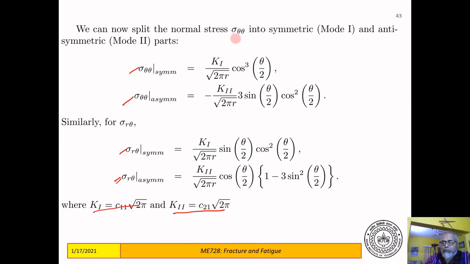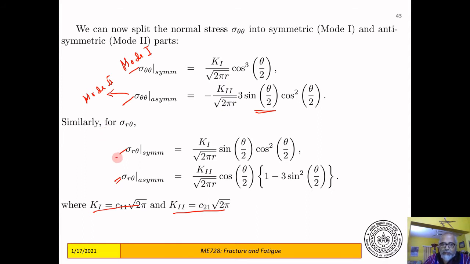Now, note something. Sigma theta theta antisymmetric corresponds to sigma theta theta for mode 2, and sigma theta theta symmetric corresponds to sigma theta theta for mode 1. So for mode 1, sigma theta theta is maximum at theta equal to 0, that is on the symmetry line. But for mode 2, sigma theta theta is 0 because of this term. It's 0 on the symmetry line. That is understandable because for the antisymmetric case, sigma theta theta has to change sign at the symmetry line, which means it has to be 0 at the symmetry line.